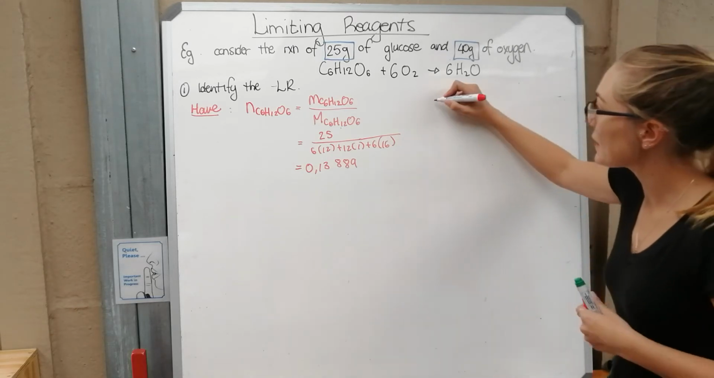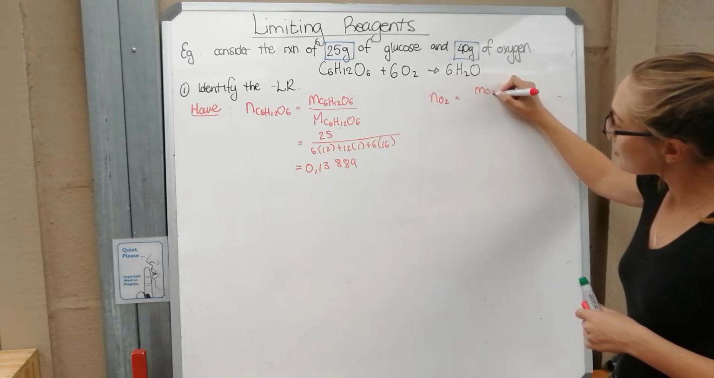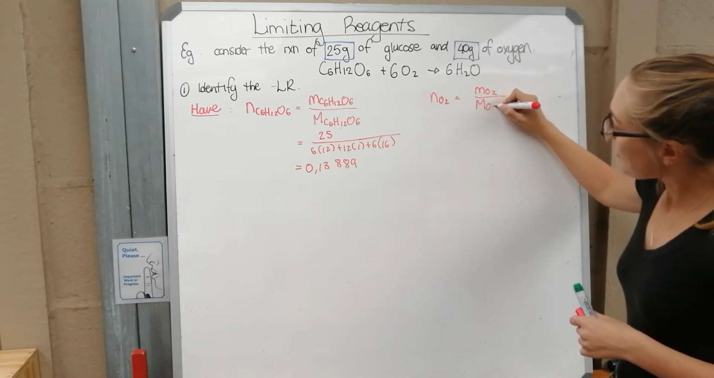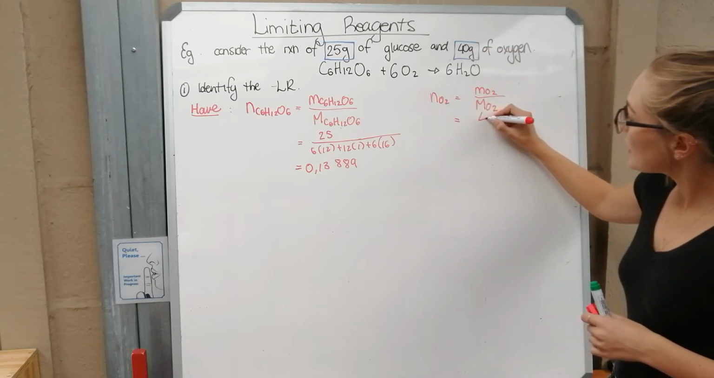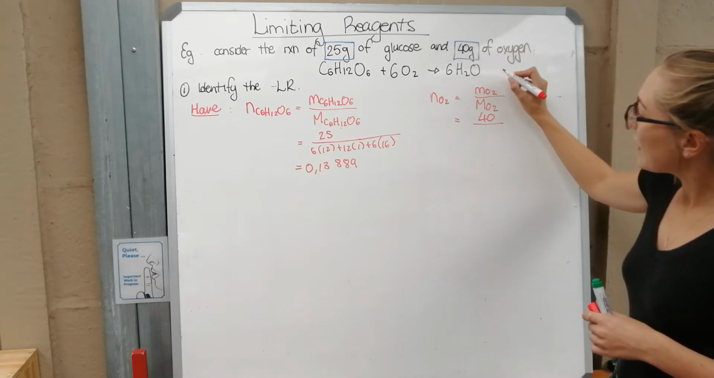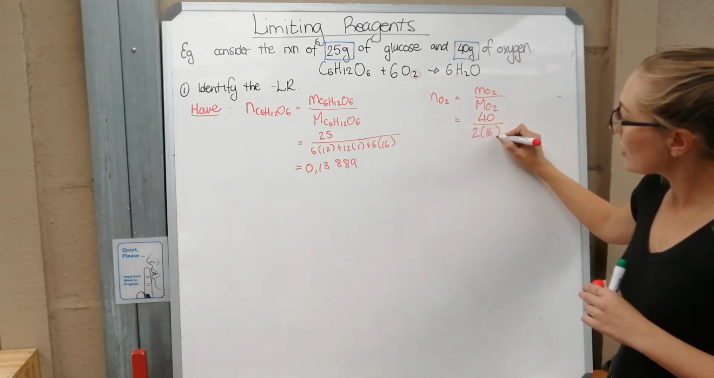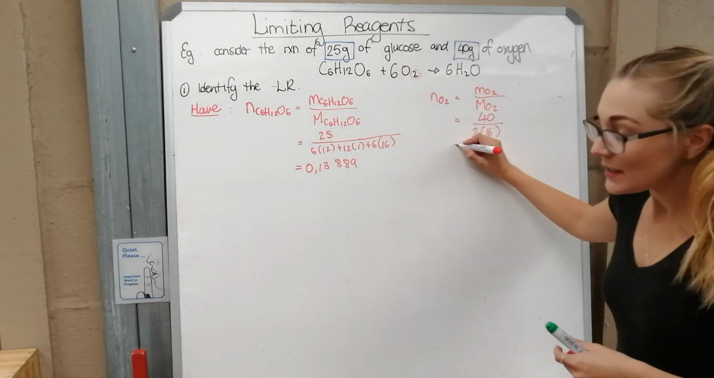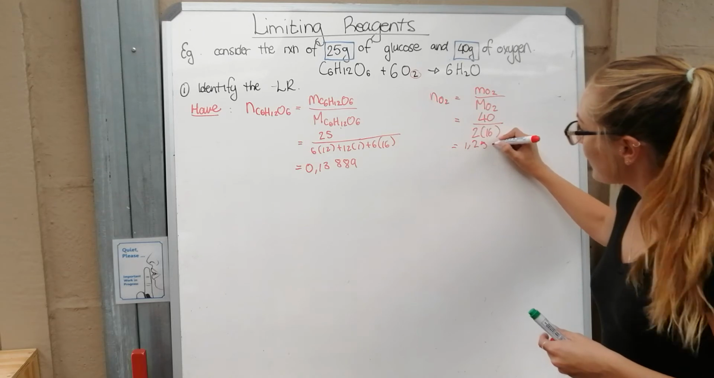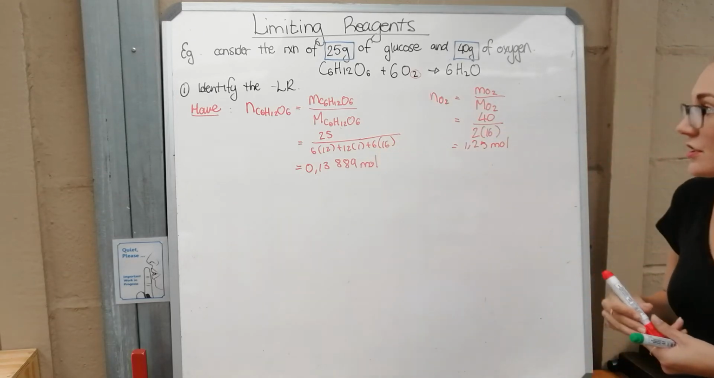Okay, now we're going to do the same thing for oxygen. So the number of moles of oxygen is the mass of oxygen divided by its molar mass, which is 40 divided by... now oxygen gas is O2, so it's 2 times the molar mass of oxygen. And I'm cheating, I'm using this printout so I don't have to use my calculator. And we get 1,25 moles of oxygen, and this was moles of glucose.